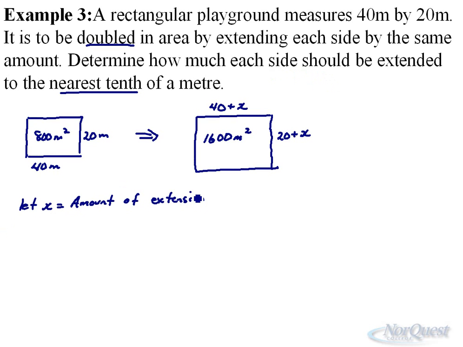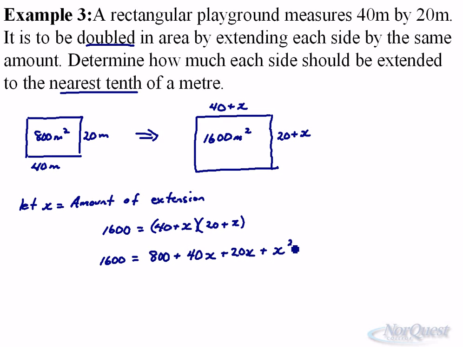Now let's build our equation. Well, we know area is length times width, so we can go 1,600 equal to 40 plus x times 20 plus x. Let's punch everything in. 1,600 equals 40 times 20 is going to give us 800 plus 40x plus 20x plus x squared.